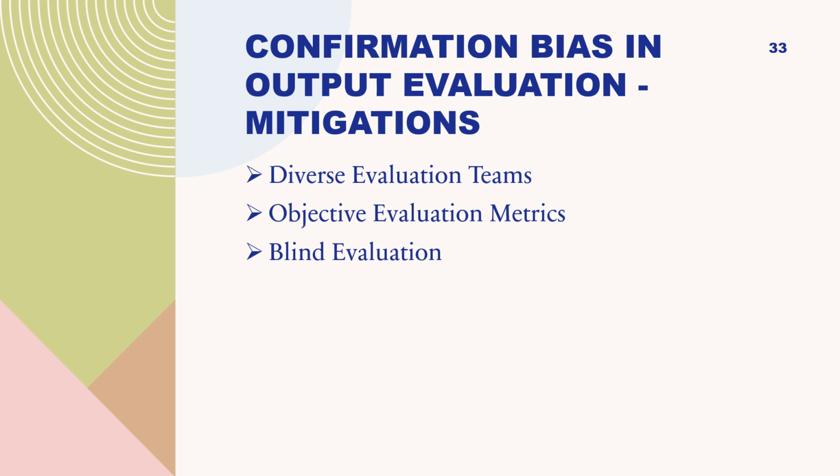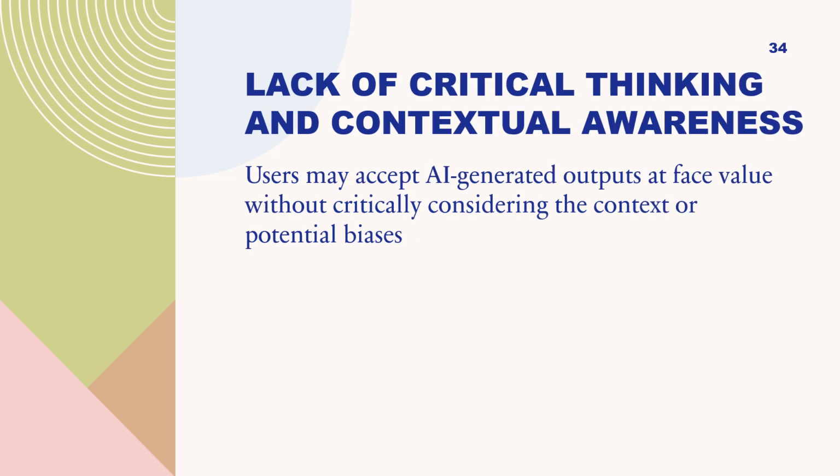Objective evaluation metric. Develop an objective metric to evaluate fairness and bias in AI output. This can include measuring representation across different demographics, analyzing sentiment and tone, and detecting the presence of stereotypes. Blind evaluation. Conduct blind evaluation where evaluators are unaware of the source or demographic context of the output. Next is lack of critical thinking and contextual awareness. Users may accept AI generated outputs at face value without critically considering the context or potential biases.